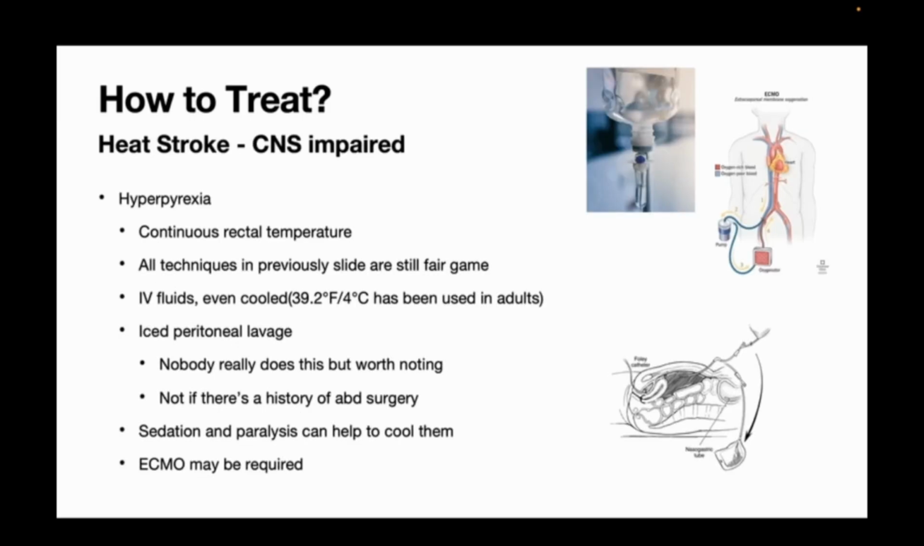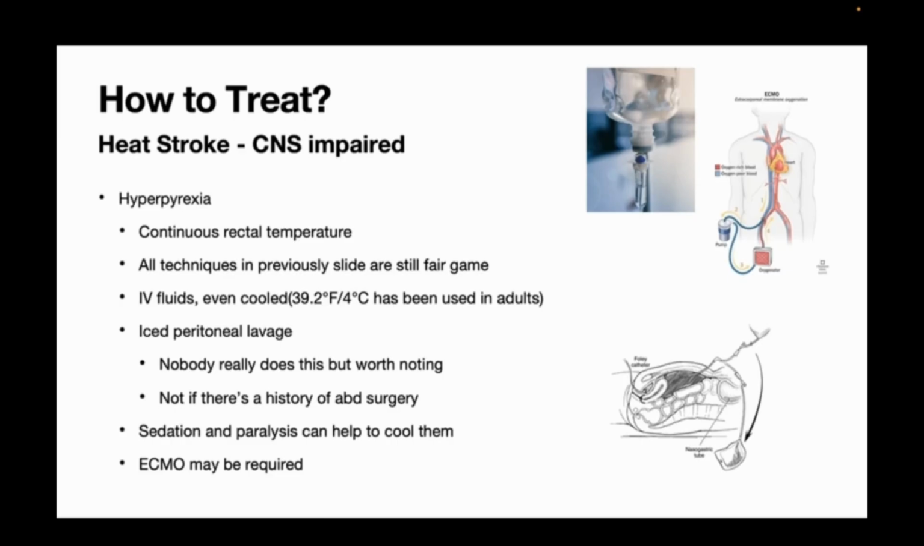So with heat stroke and hyperpyrexia, you'll need a continuous rectal temperature, and all techniques in the previous slides are still fair game for these patients, and we mentioned the chilled fluids. Now, I don't know if this is very well demonstrated in pediatrics, but it's been shown in adults. There's also iced peritoneal lavage, not really done, but in the same way that you can provide peritoneal dialysis, you can also put cold water in the peritoneum and try to get some of that heat out of them that way. You can't do it in someone with a history of abdominal surgery, though.